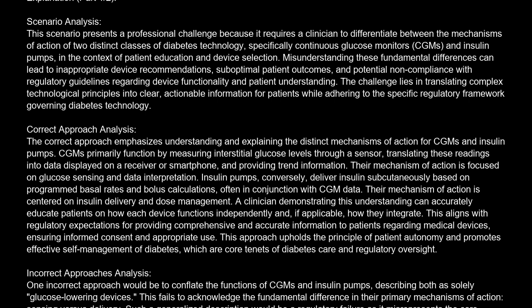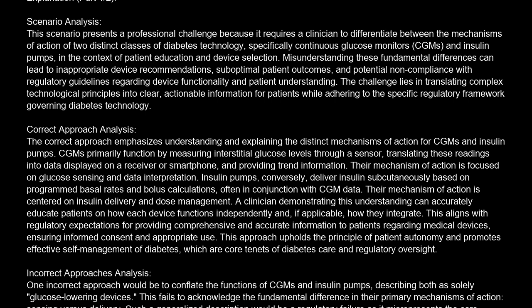Misunderstanding these fundamental differences can lead to inappropriate device recommendations, suboptimal patient outcomes, and potential noncompliance with regulatory guidelines regarding device functionality and patient understanding. The challenge lies in translating complex technological principles into clear, actionable information for patients, while adhering to the specific regulatory framework governing diabetes technology. Correct approach analysis.